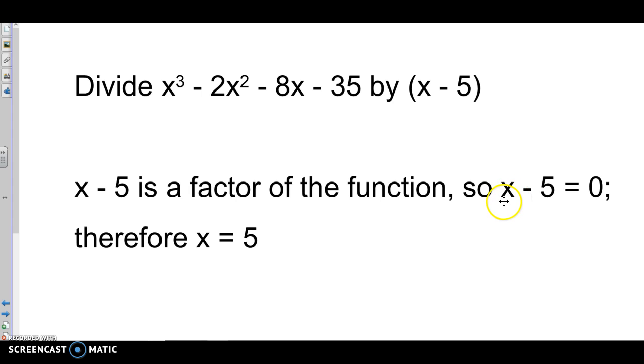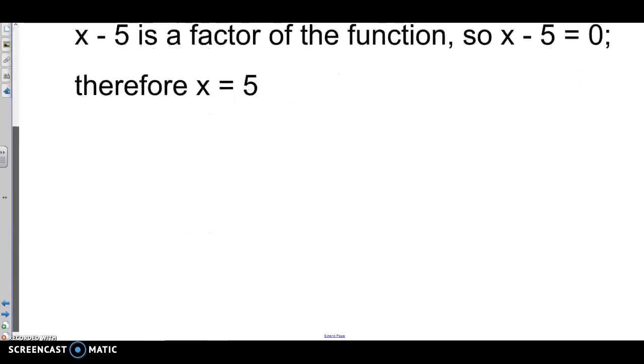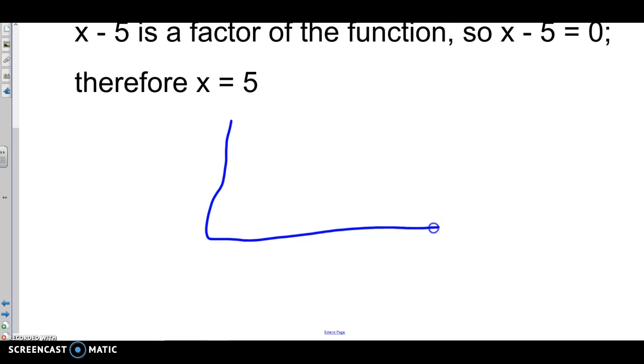Because it's a factor, I have to create the 0, and you'll see in the module it says in the big bubble that the 0 is 5, and it explains at the top in the remainder theorem why that is. So I'm going to set up my box. Dividing by 5, my coefficients are 1x cubed minus 2x squared minus 8x minus 35.